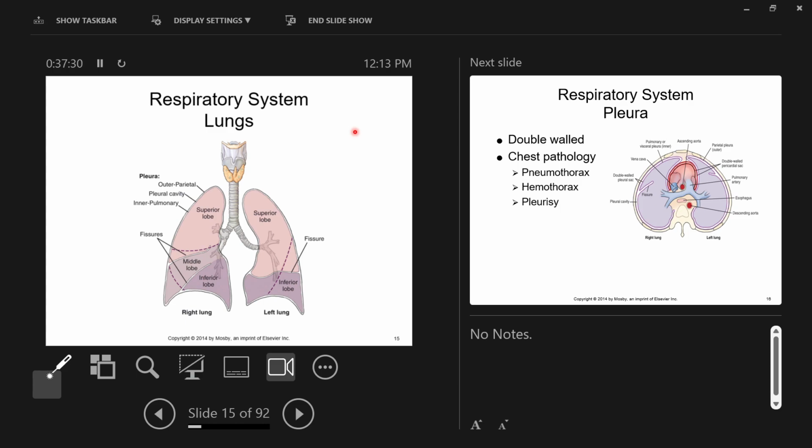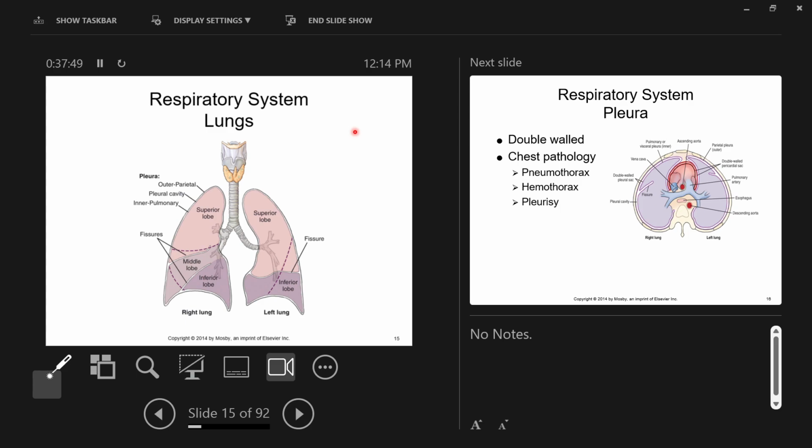Lobe is the name for the chunk of lung. The spaces between those chunks are called fissures. Fissure is a name taken from geographic terminology, which means like a crack in the earth. This is a crack between the lobes of the lungs.